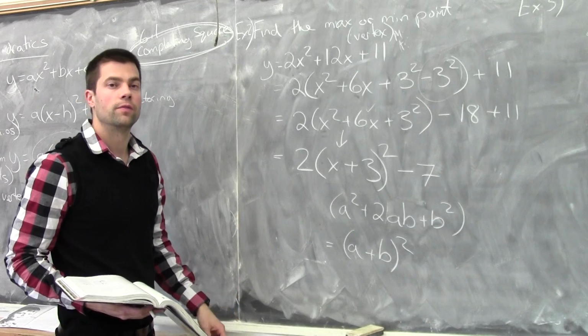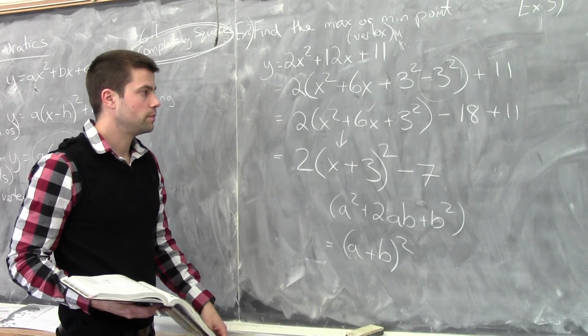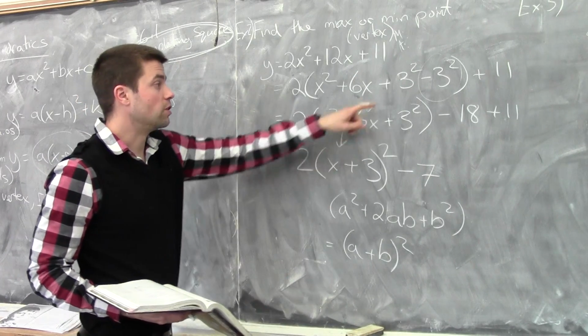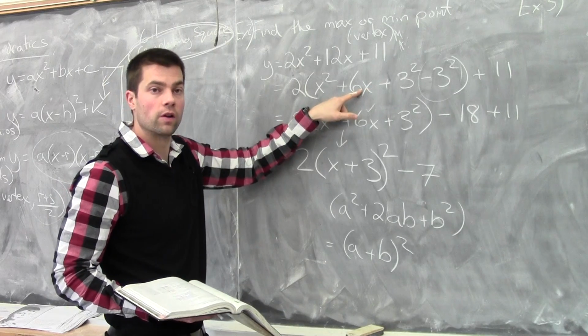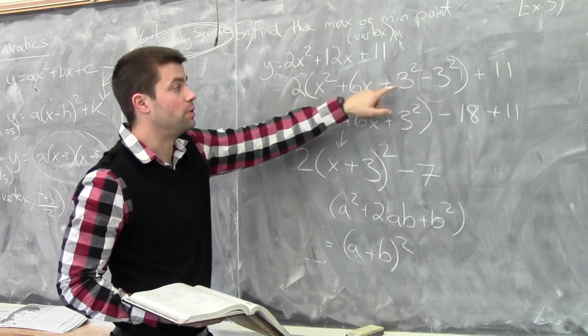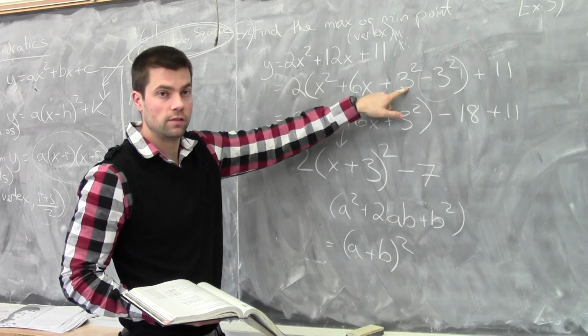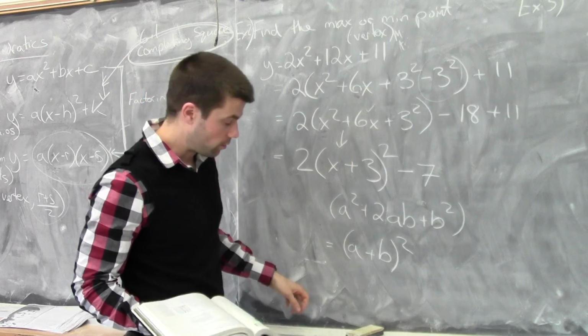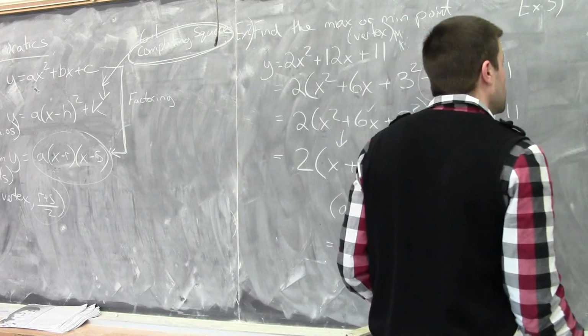Okay? Is it always 3, or is there like a certain pattern about that? No, it's always half of this value squared. So if this was 25, it would be 12.5 squared. Okay? We're going to show you a couple more examples.